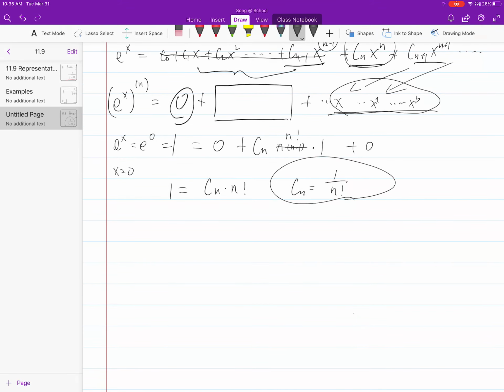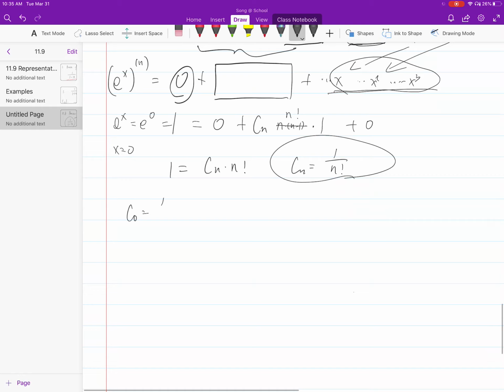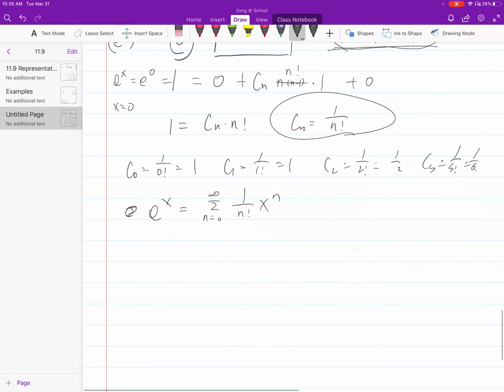We just solve it for any n. That means C0 equals 1 over 0 factorial, which is 1. C1 equals 1 over 1 factorial, which is 1. C2 is 1 over 2 factorial, which is 1/2. C3 is 1 over this, which is 1/6. Then e to the x equals this, which is 1 plus x plus 1 over 2 factorial x squared plus 1 over 3 factorial x cubed, and dot, dot, dot. Okay? That is awesome. We just found the power series of e to the x.